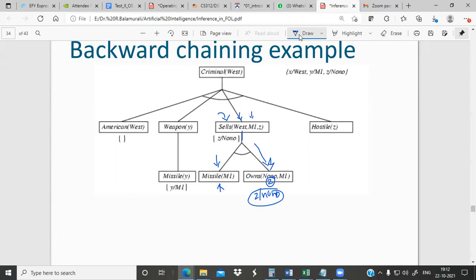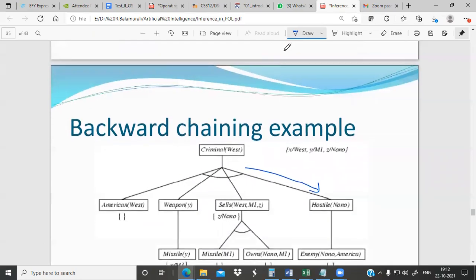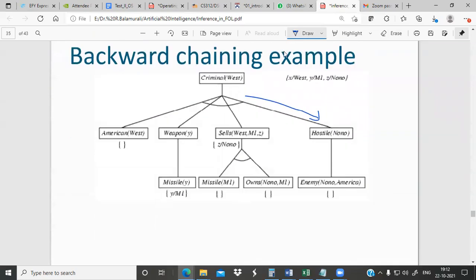When you finish the first branch, we have sorted out what X is, that is West. When you finish the second branch, we have sorted out Y, that is M1. When you finish the third branch, we have sorted out Z, that is Nono. So here you can see it is hostile of Z. But when you come to the fourth branch, it is basically depth first search. By the time we come to the last branch, we have sorted out Z, so here we are not using Z, we are using Nono, because in the earlier step we identified Z. So we have replaced Z with Nono.